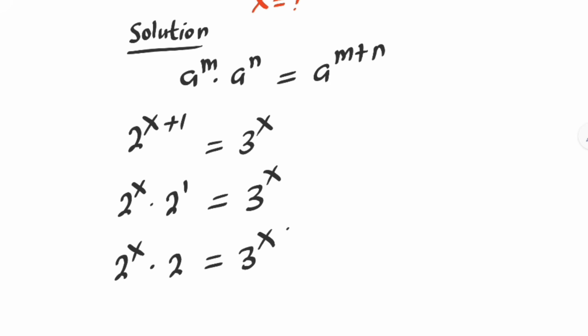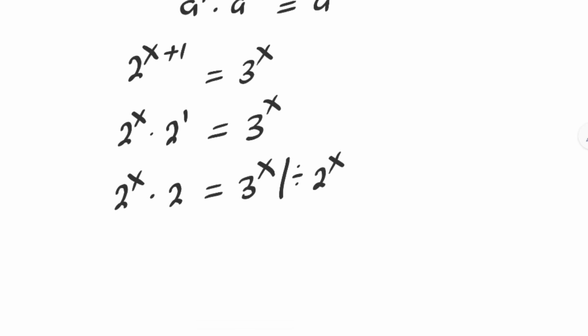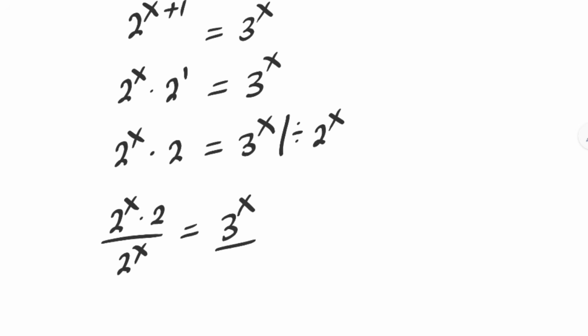Let us divide both sides of this equation by 2 raised to power x. This is 2 raised to power x multiplied by 2 over 2 raised to power x is equal to 3 raised to power x over 2 raised to power x. This cancels this. 2 is equal to 3 raised to power x over 2 raised to power x.